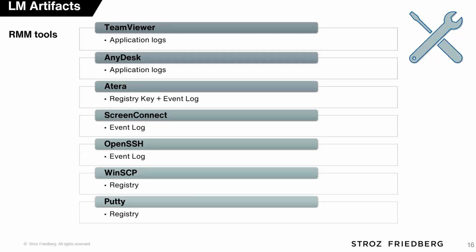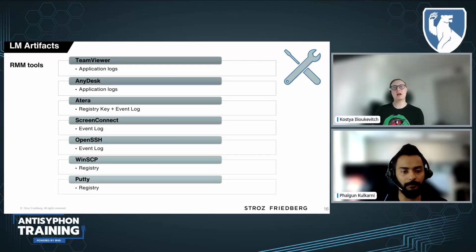Next up, we do keep in mind and consider some RMM tools within our LM artifact: TeamViewer, AnyDesk, Getscreen, Splashtop, ScreenConnect, OpenSSH, WinSCP, and PuTTY. Depending on the RMM tool, it does leave behind some forensic artifacts. Some are a lot richer than others. So there is obviously some level of confidence with each one of these.